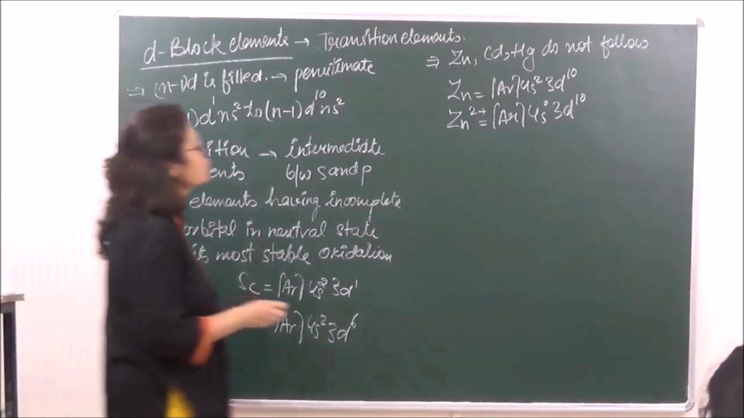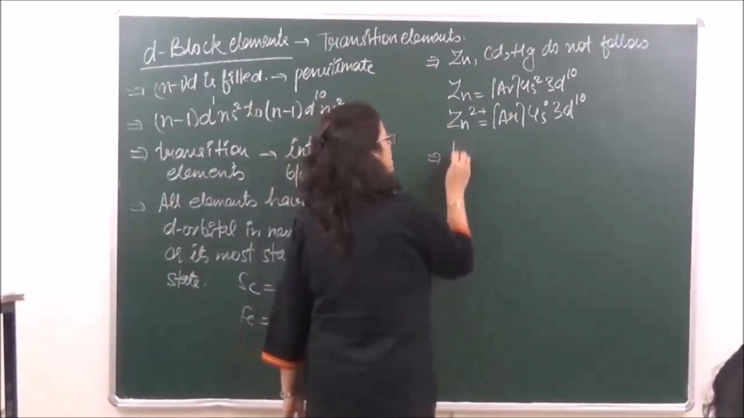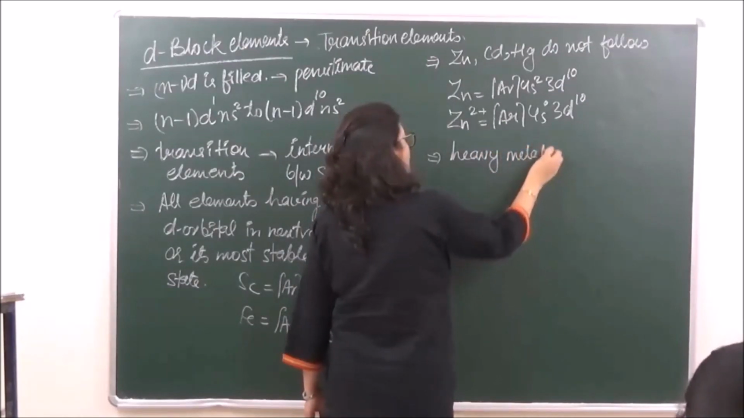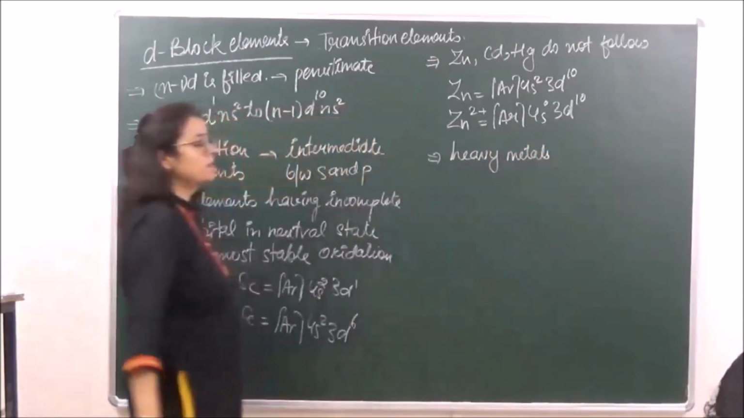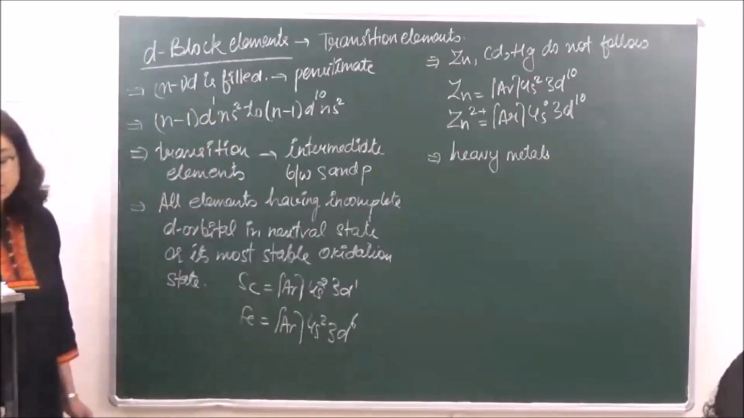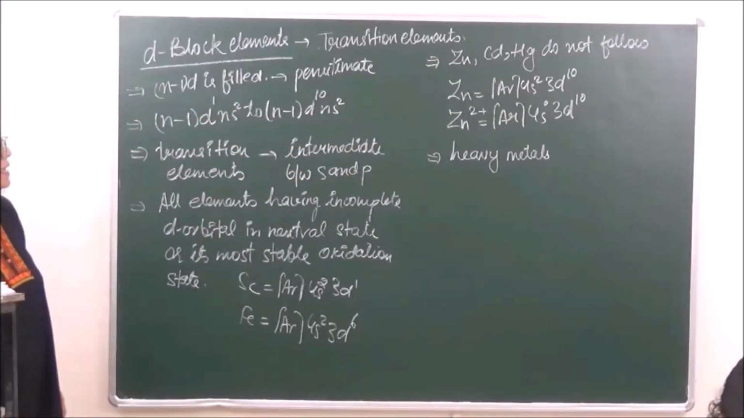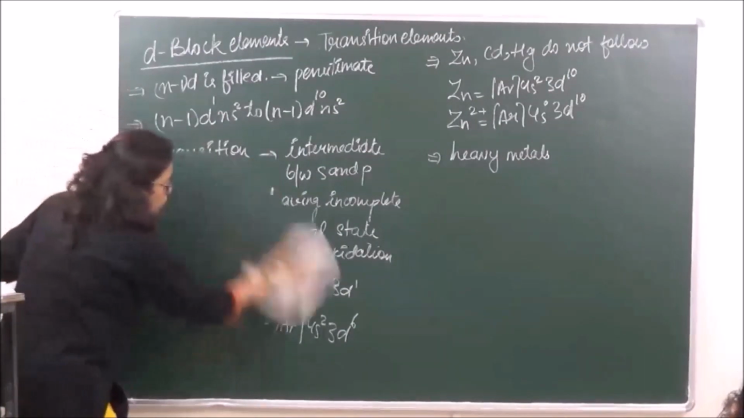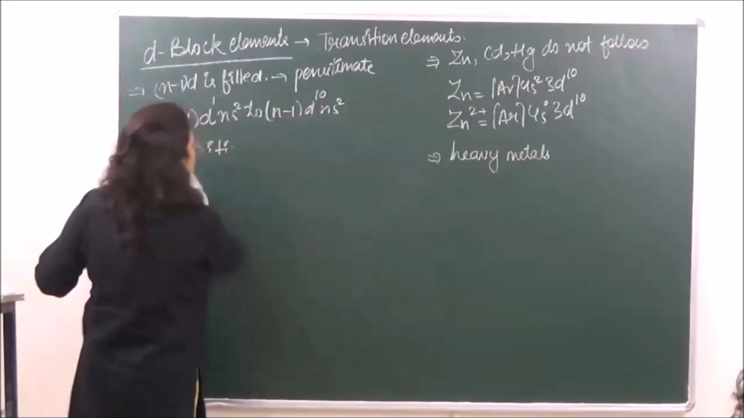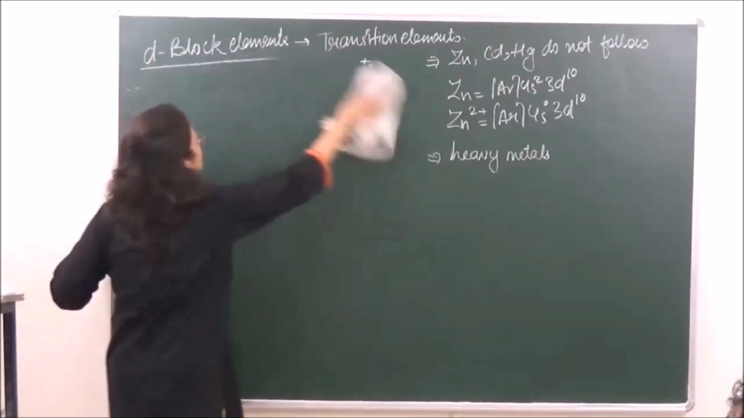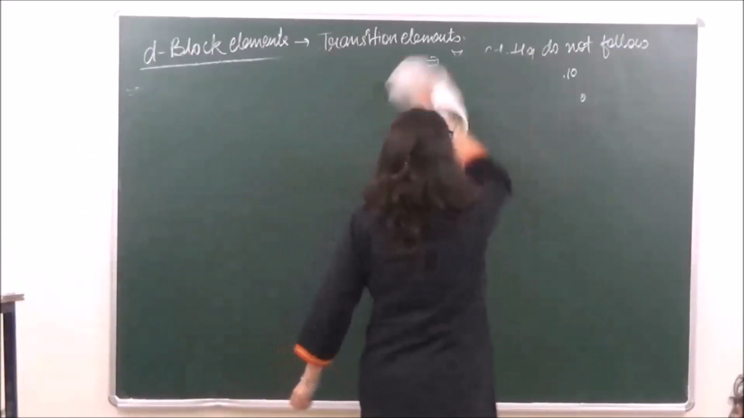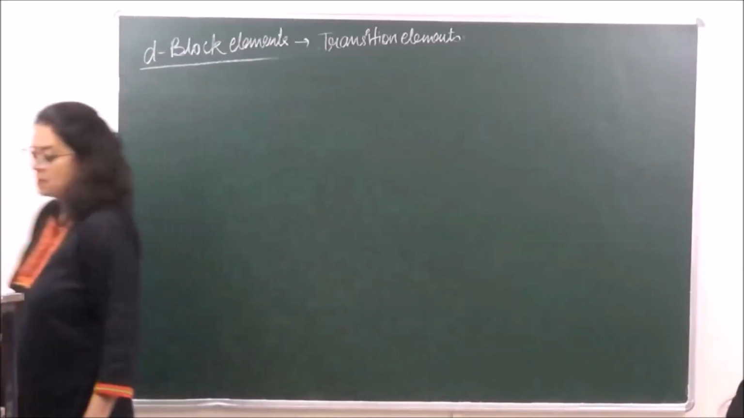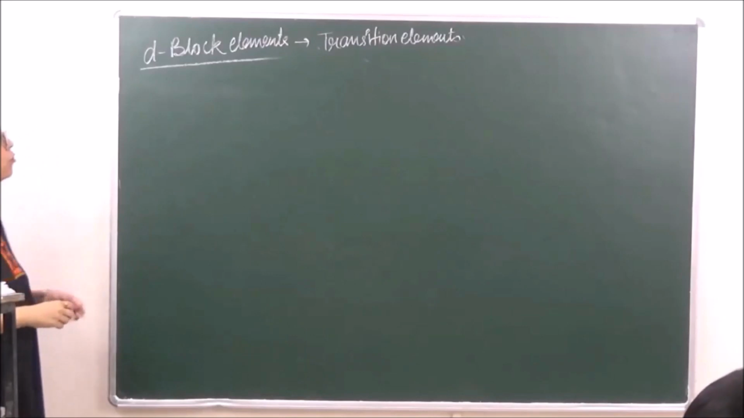Then all the transition elements are heavy metals. And the elements are classified into 4 series.